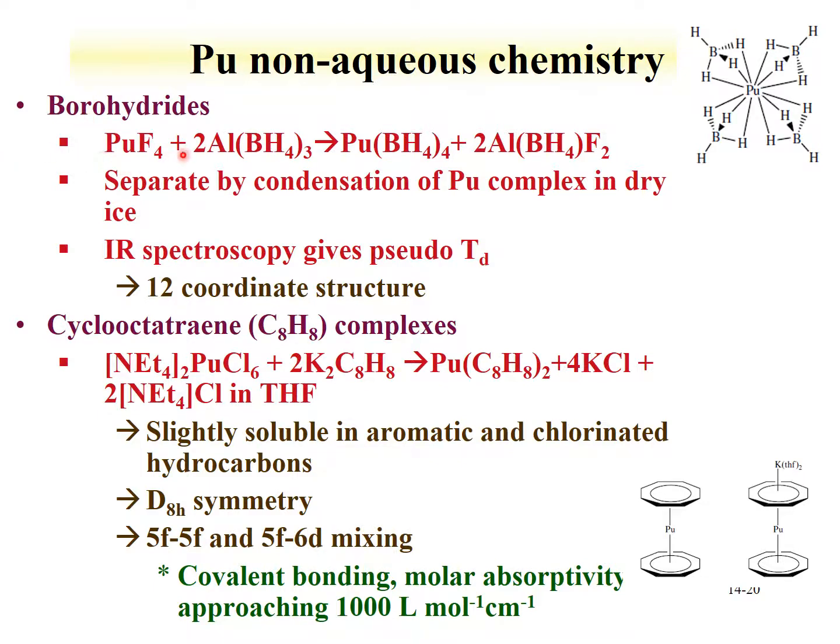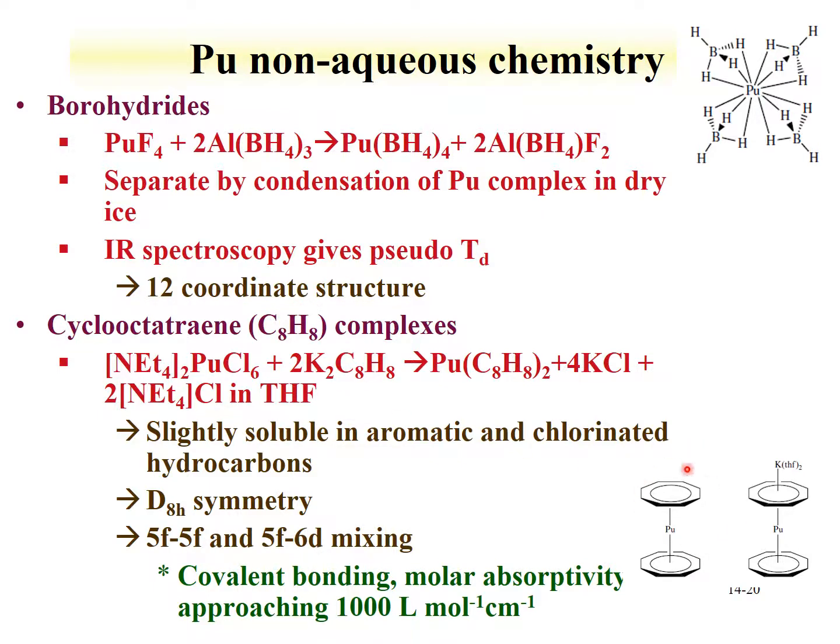Borohydrides have been prepared with plutonium tetrafluoride as a starting compound and aluminum borohydride as a reactant. These compounds are yielded, shown here, the plutonium borohydride, and you can separate this by condensation of the plutonium complex. IR spectroscopy has been examined, and the space group TD gives a pseudo-TD coordination.